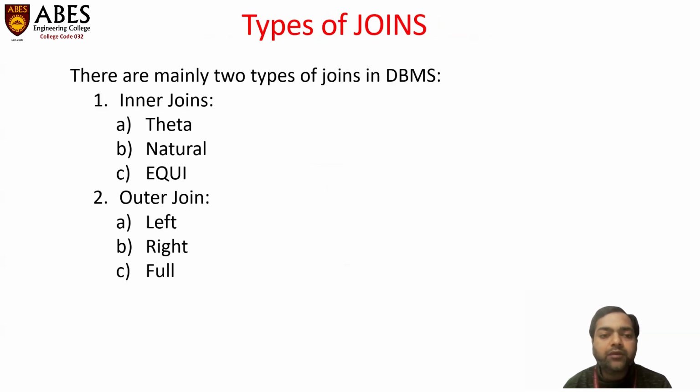Now we have different types of joins in database management system. First of all, we have inner joins. Under inner joins, we have theta, natural, and equijoin. And the other is outer join, and under outer join we have left, right, and full outer join. We'll discuss one by one with the help of an example.